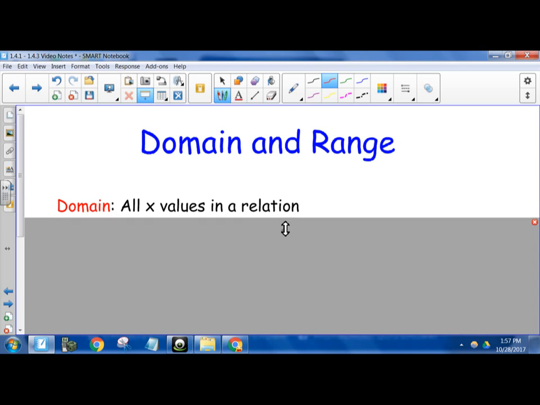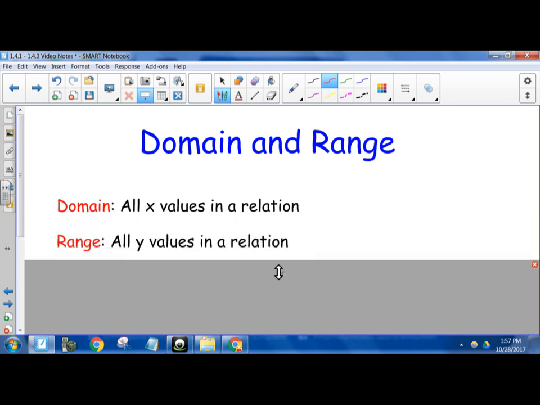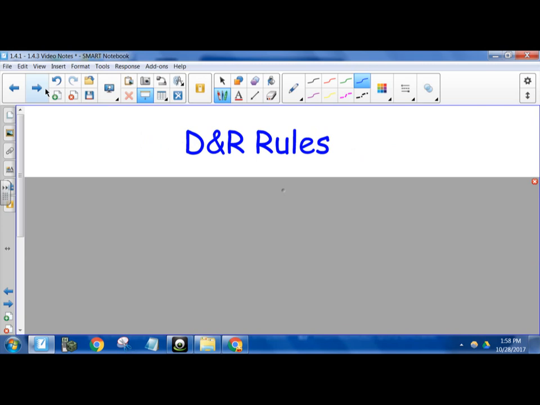So the definition is domain is simply all the x values in a relation, and the range is simply all the y values in a relation. Something that helps me if you forget is that it's actually alphabetical. So domain and range, the D comes before R in the alphabet, and X comes before Y in the alphabet. So the domain is X, the range is Y. So that's a little helpful trick.